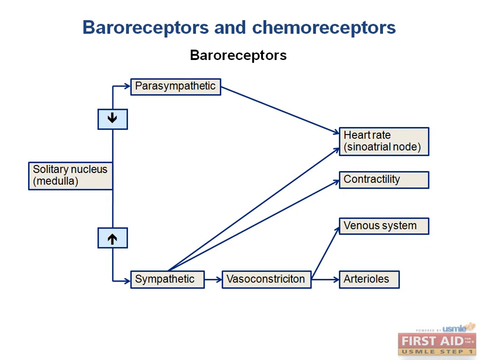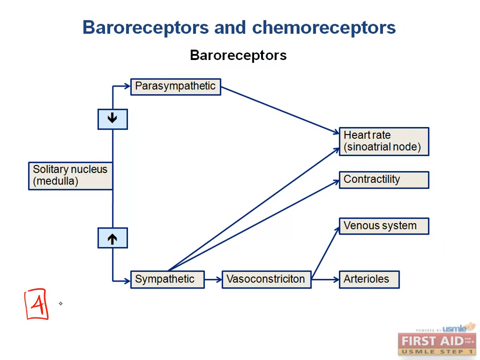So, we're going to talk about baroreceptors and chemoreceptors. Before we do that, let's do a couple of things. Let's actually discuss what exactly a neuronal baroreceptor reflex loop is composed of. It is composed of four things.